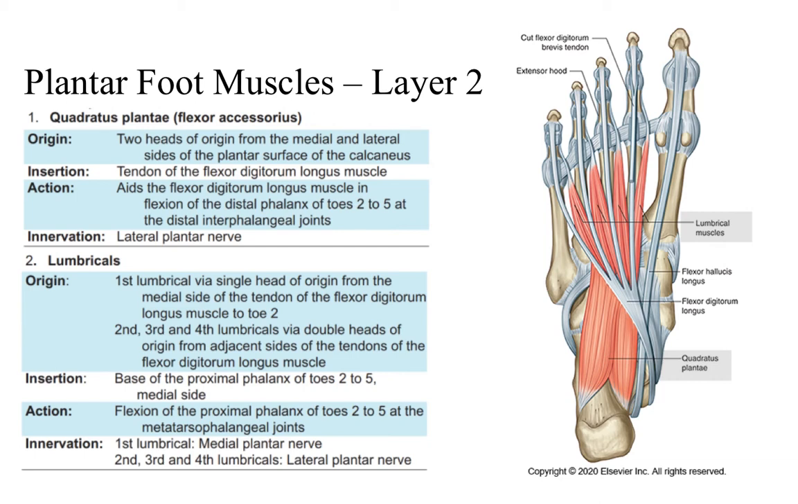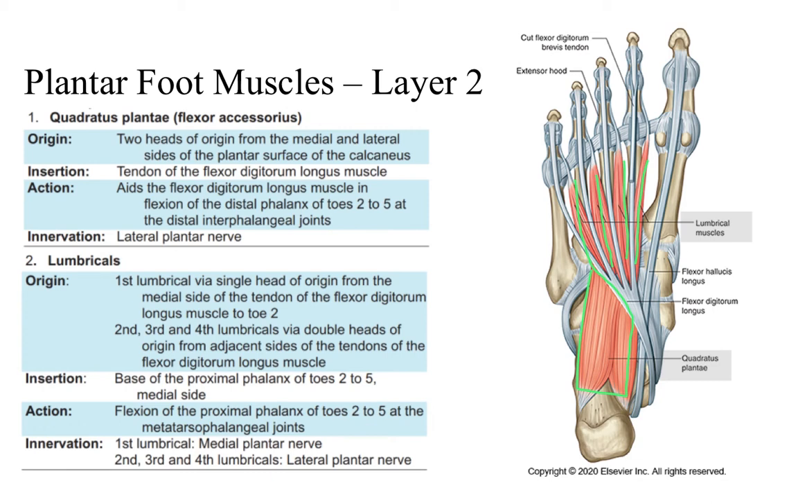So layer 2 then is going to be a little bit deeper than layer 1, or if you will, more superior than layer 1. So they're going to be closer to the bone. And we have our quadratus plantae right here. And notice it's a quadrilateral shaped muscle, so hence the name. And the lumbricals. All right, lumbricals means little worms. So these are like little worm-like muscles that are between toe 1 and 2, 2 and 3, 3 and 4, and 4 and 5.